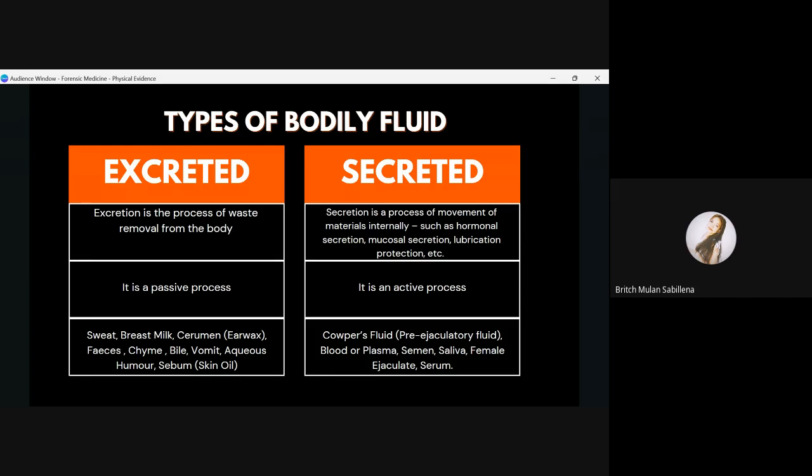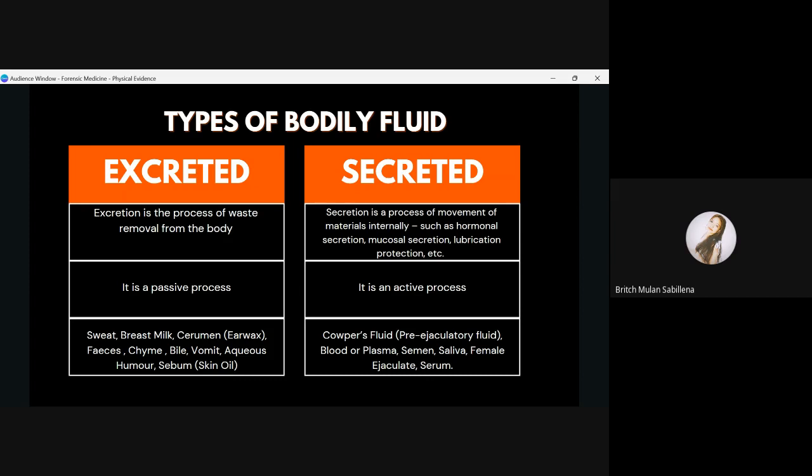Next is the saliva. Saliva is a valuable bodily fluid that can provide DNA evidence to help identify suspects. It can also provide evidence of physical contact between a suspect and a victim or a crime scene. Saliva can be collected from bite marks, cigarette butts, or discarded chewing gum.